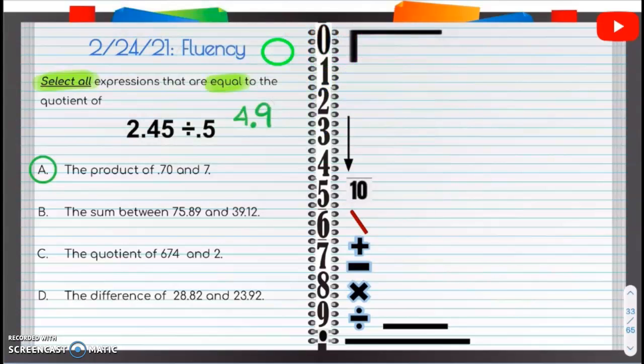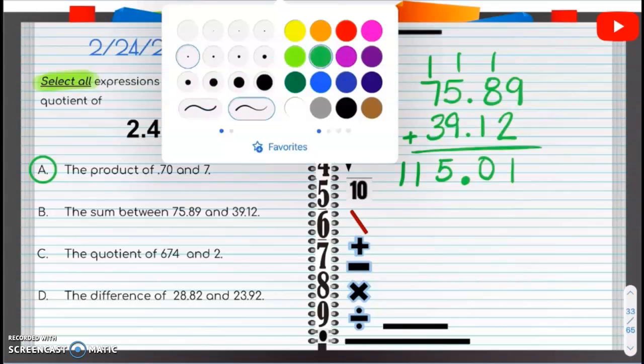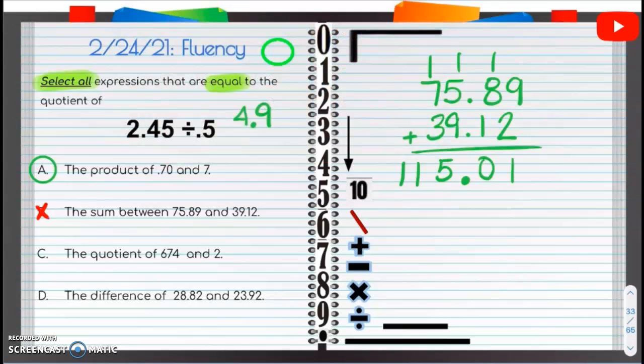The sum. Sum means adding. We have to line up our decimals. 75 and 89 hundredths and 39 and 12 hundredths. 9 plus 2 is 11. 8 plus 1 is 9, plus 5 is 15. 7, 8, 9, 10, 11, 100. Whoa! That is just way too much. Also, we could have even taken a look at 75 and 39. If you're adding them, that's going to be even bigger, and it's already starting at 75. Way too much. So we can cancel that one out. That's not correct.